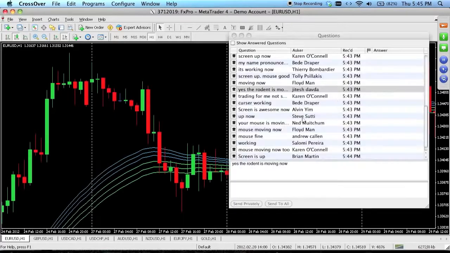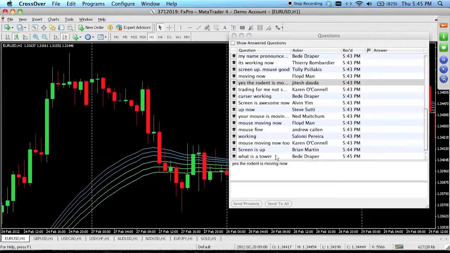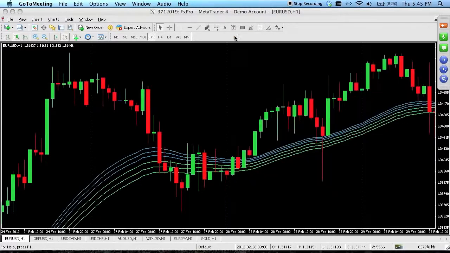Okay, so now, Bede, you're asking what is a tower. It is basically a candlestick that is approaching the MA. We call that the towers. Consider this, the MA, as the sky.